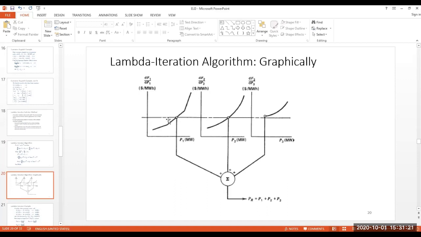So I'm going to slide. If I go up, I have to go up here also, and here also. So you see, accordingly my P1, P2, P3 are also varying. Do you get the point? So this is the graphical explanation of the lambda iteration algorithm.